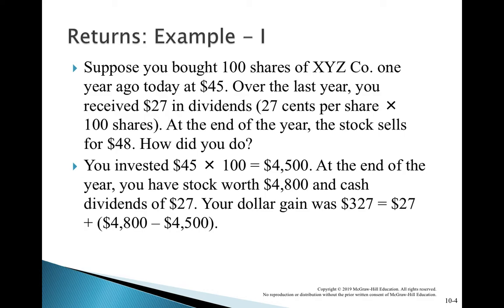Again, you purchased 100 shares at the rate of 45 each share. So 4500 you invested in the beginning to buy the shares. At the end of the year you sell at 48 a share. So 48 a share multiplied by 100 is equal to 4800, the selling price. So capital gain is equal to $300. Dividend is $27. So total gain is $300 capital gain plus $27 dividend gain, equal to 327. This is the dollar return.